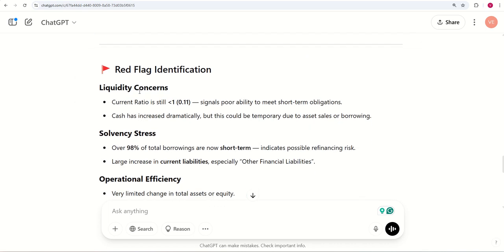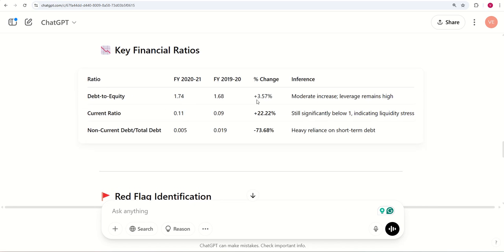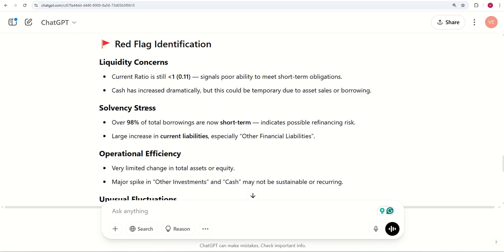Now, red flags. So the current ratio is low. Yes, it is 0.11. It is very low. Though it has improved from the prior year, it is very low. The ideal one should be minimum 1. Then solvency almost 98%. So for its day-to-day activities, it is borrowing heavily. Almost 90% of the total borrowings is short term.